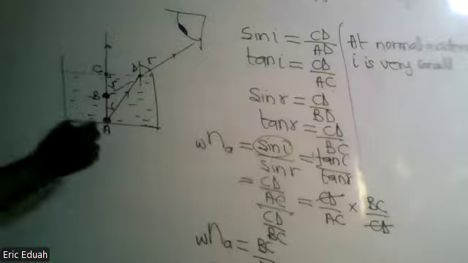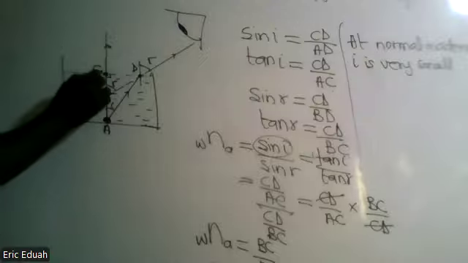Come back to this. What is AC? AC is from the object to the surface of the water. Sir, please, I'm lost. Where? Sir, please, starting from refractive index of water to air.